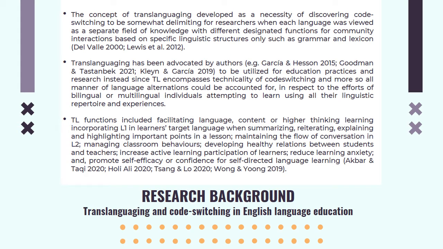In the introduction, the research background is split into three parts. The first being translanguaging and code switching in English language education. The concept of translanguaging developed as a necessity of discovering code switching to be somewhat delimiting for researchers, when each language was viewed as a separate field of knowledge with different designated functions for community interactions based on specific linguistic structures only, such as grammar and lexicon.